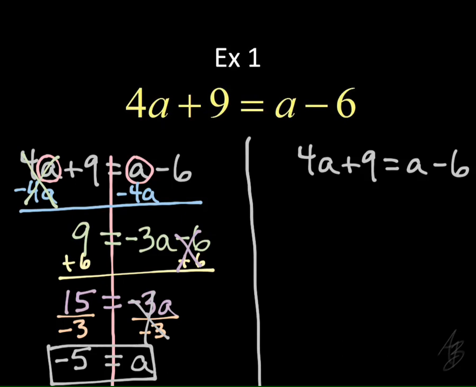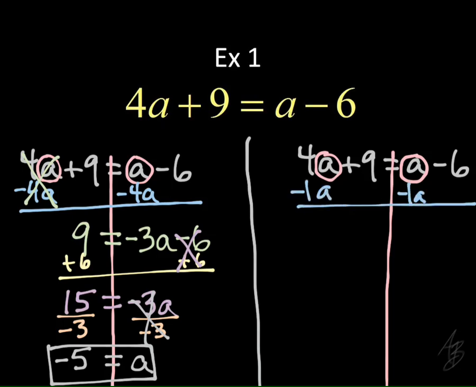Now, let's do the same thing on the other side, except instead of getting rid of the 4a, we're going to get rid of the 1a. So, to get rid of the 1a, I'll subtract 1a from both sides. And 4a minus 1a is 3a, right? What do I do with that plus 9? Bring it down. 1a minus 1a is, well, that's gone, right? And then negative 6 here.